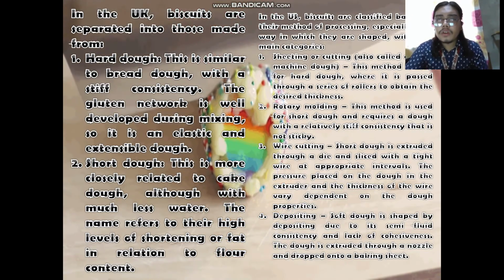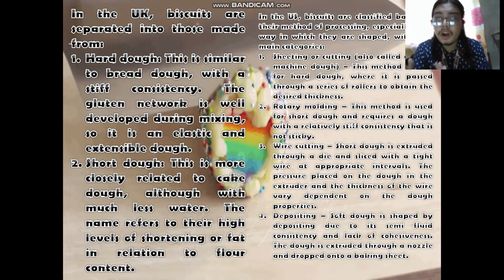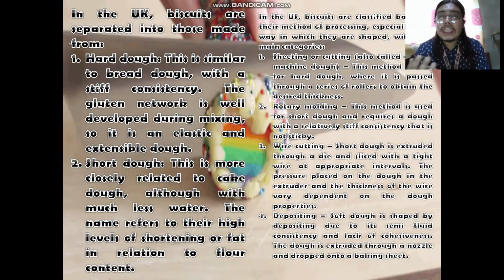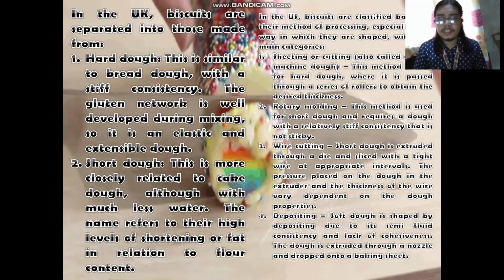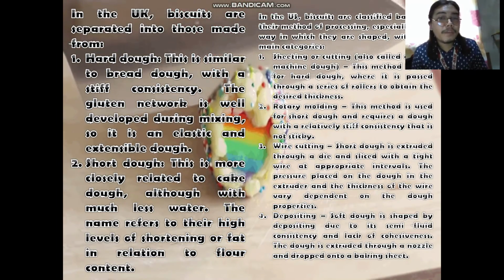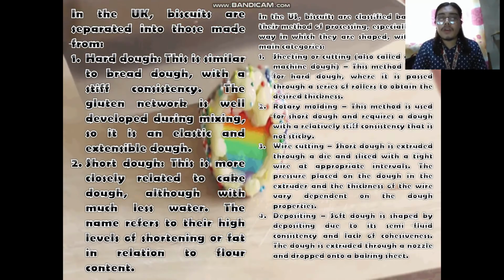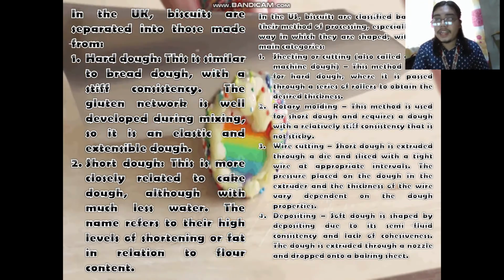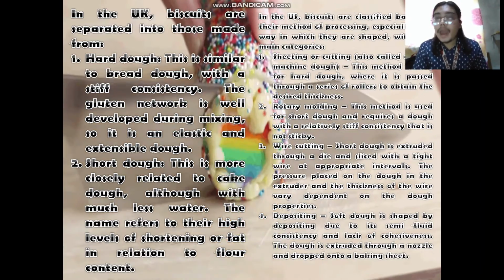So it is also called a machine dough. This method is particularly for hard dough, where it is passed through a series of rollers to obtain the desired thickness. Second, we have the rotary molding. This method is used for short dough and requires a dough with a relatively stiff consistency that is not sticky. And the third one, wire cutting.